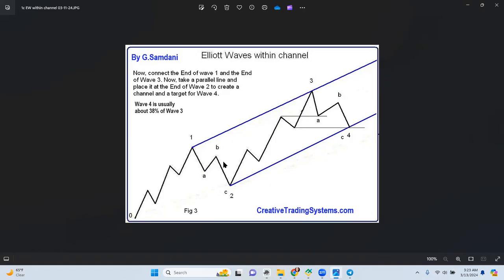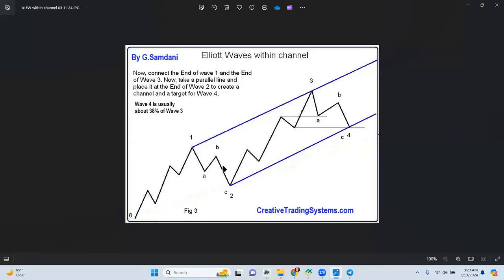The other very common correction is a flat correction. Flat means that, for example, wave A equals B equals C. In a zigzag, B is very small, but if A equals B, then B should go to the high of A, and then C equals A and B, and C ends here. So basically it's a sideways correction, and that would be wave 4.